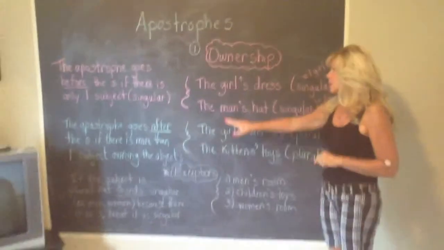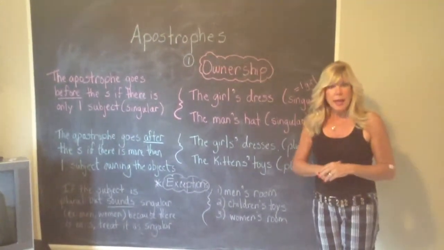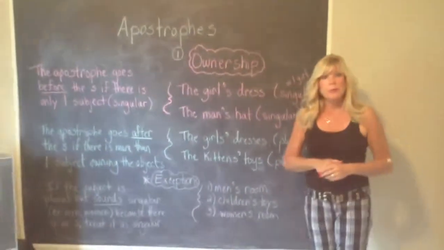Here's another example. The man's hat. It's just one man. He's owning the hat. So the apostrophe goes before the S.